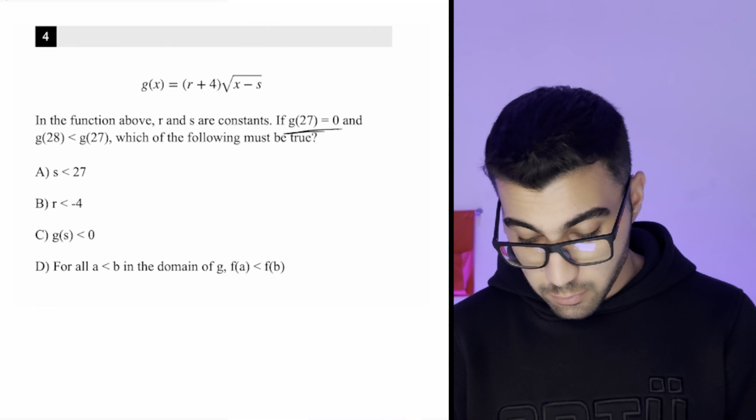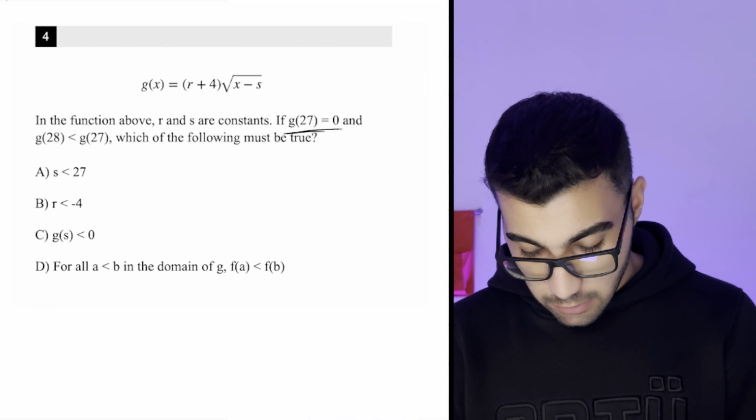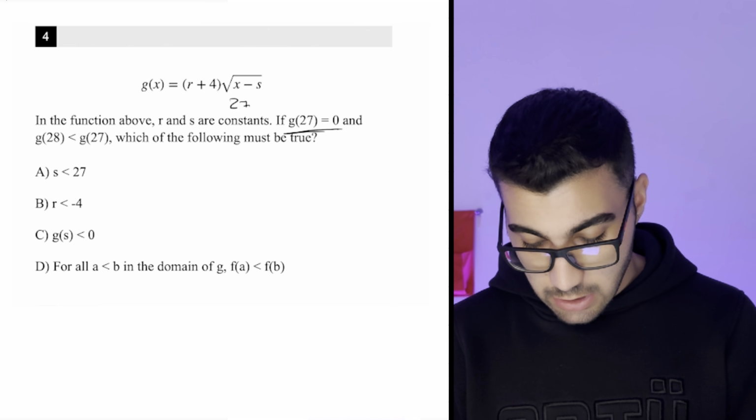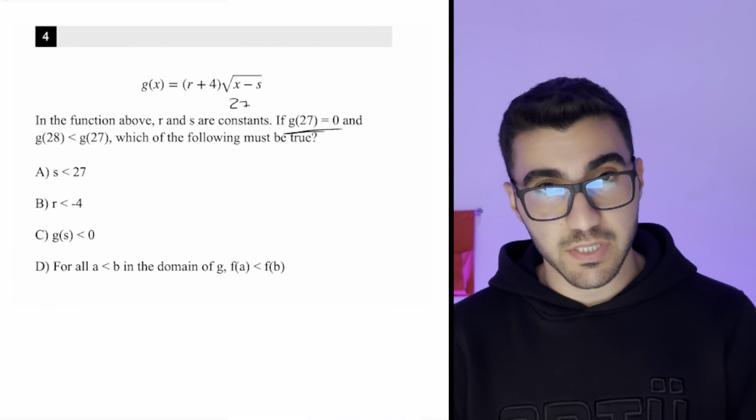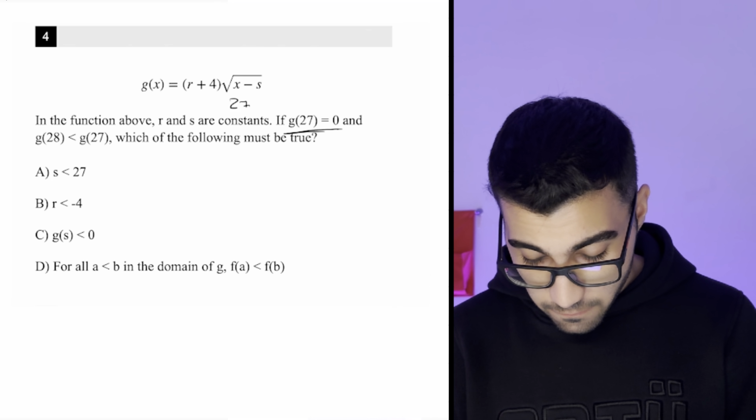So from this point, we understand that s is 27, because when I put in 27, 27 minus 27 will be 0 in that case. So s equals 27, that's what we found here.